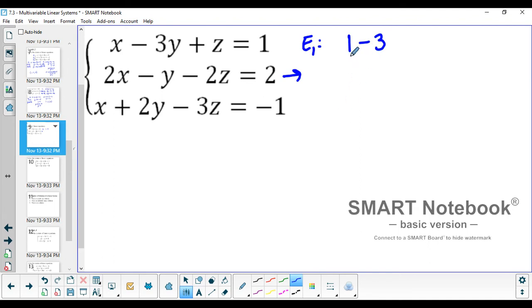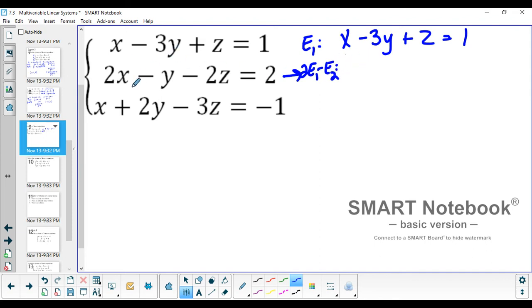Oops. I'm jumping to using matrices already, getting ahead of myself. All right, so x minus 3y plus z is equal to 1. I want this to be a 0. All right, so I'm going to go ahead and say 2 times equation 1 minus equation 2.